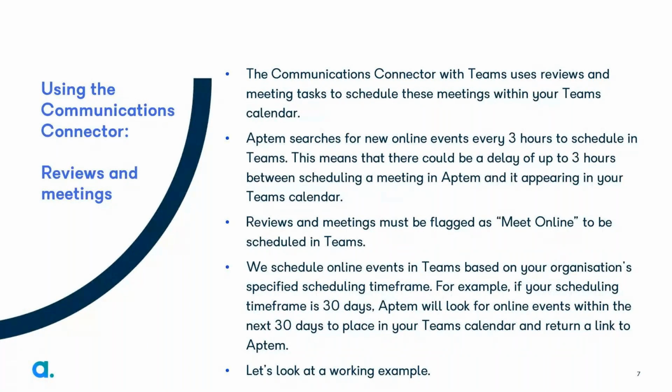So first we're going to start with meetings and reviews and look at how the communications connector will work for these activity types. The communications connector works in the same way for review and meeting component types, so we're going to take these ones together. The way it works is that Aptim searches every 3 hours for new review or meeting tasks, which are flagged as Meet Online within your scheduling time frame, and it will schedule these meetings in your Teams calendar. So for example, if your scheduling time frame is 30 days, we'll look for meetings in the next 30 days to schedule every 3 hours. We'll create a meeting in your Teams calendar and then return that Teams link to Aptim as well.